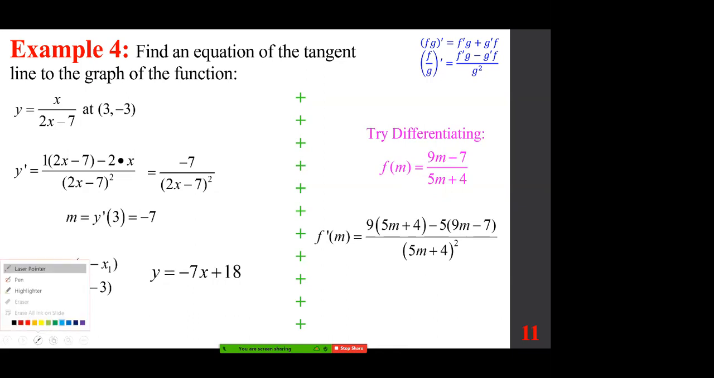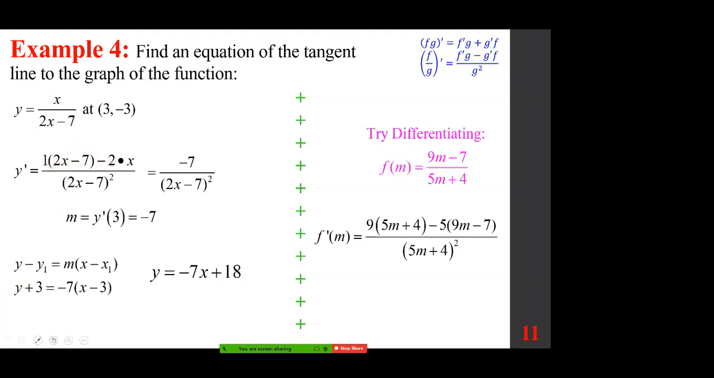Hey, Professor, I have a question. Yes. On the left-hand side, on a second from the top, it says minus 2 times x. How did you get that? I'm looking at g prime f. Take a look at the formula. We have f prime g minus g prime f. The numerator is the f function. The denominator is the g function. So the denominator, when you differentiate it, you get 2. So f prime is 1 times 2x minus 7 minus g prime.